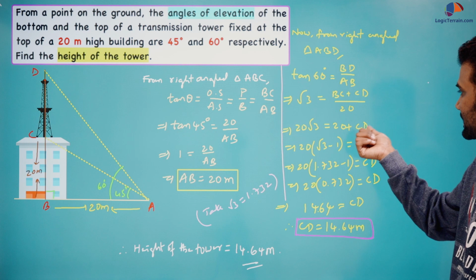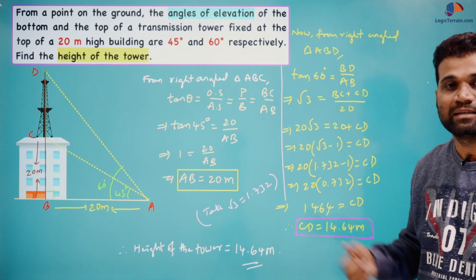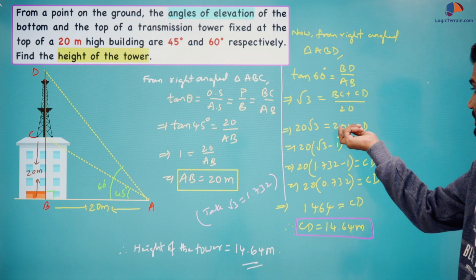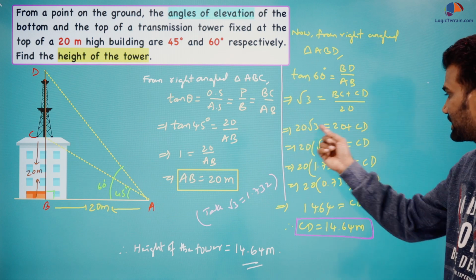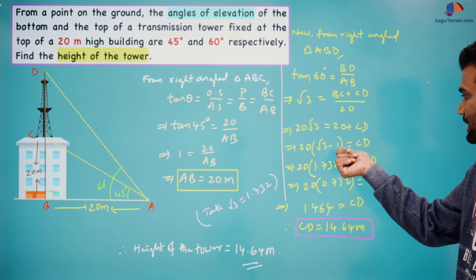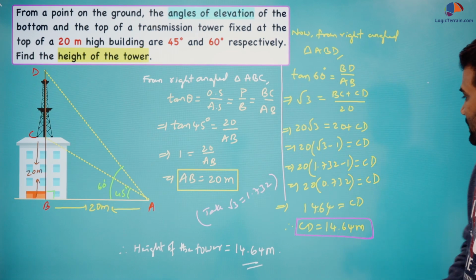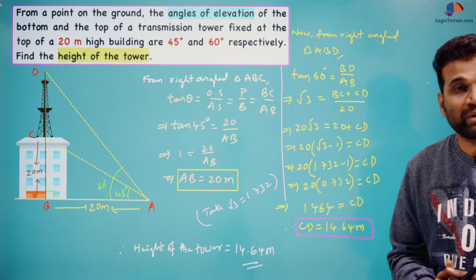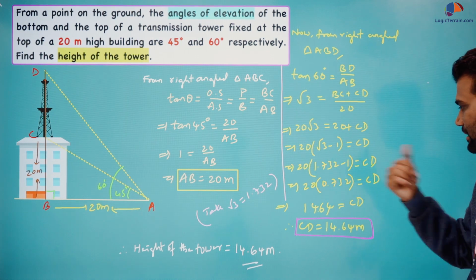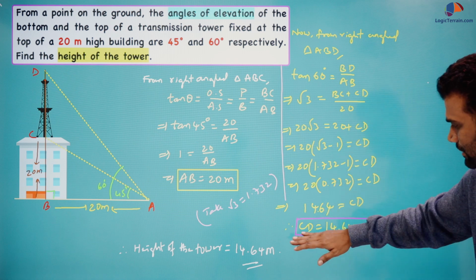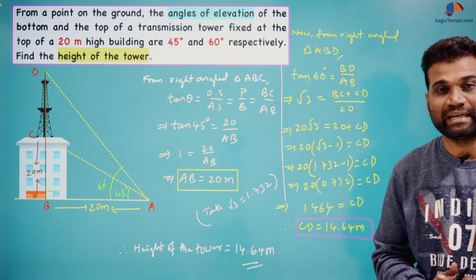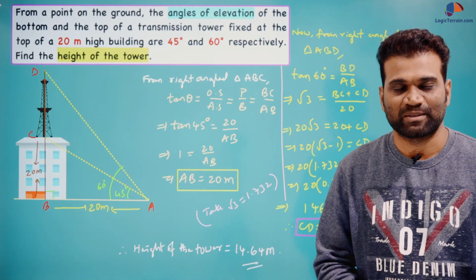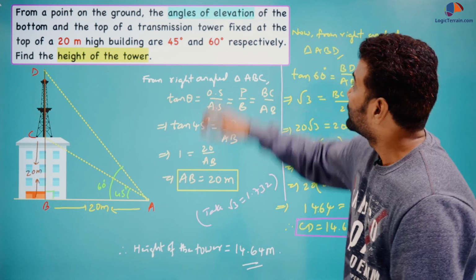So here we can write BC plus CD upon AB, which is 20 anyhow, and we know BC is 20, so 20 plus CD. Here 20 is dividing, if you take this side it multiplies, so 20 square root 3 equals 20 plus CD. And further, if you bring this 20 to this side, here it is subtracted, so 20 common, square root 3 minus 1 is equal to CD. Now taking the square root 3 value, that is 1.732, and subtracting further and multiplying, finally here we have got CD equals 14.64 meters, which is nothing but the height of the tower. Clear? Simple, right? So we will move to the next question.